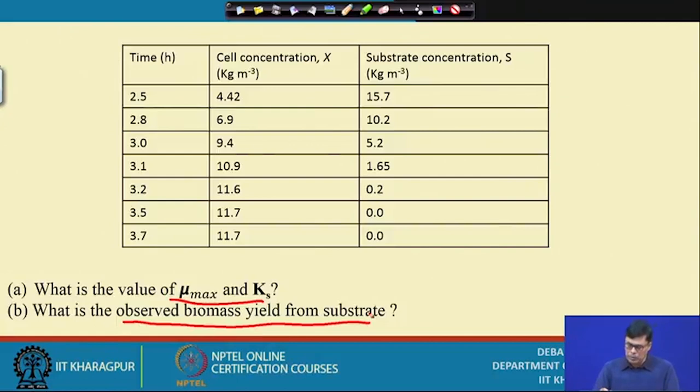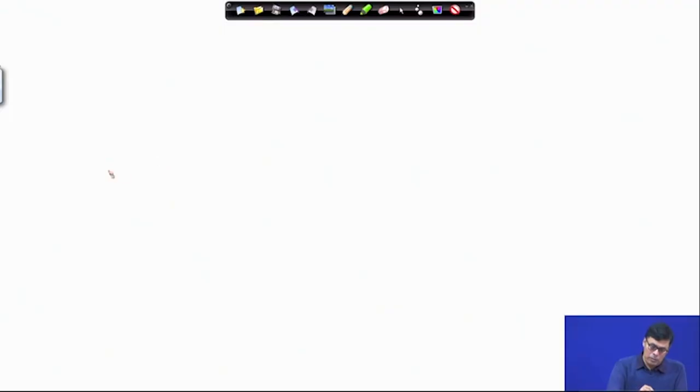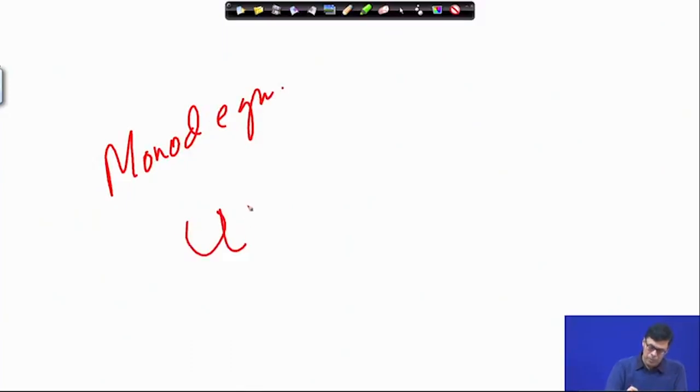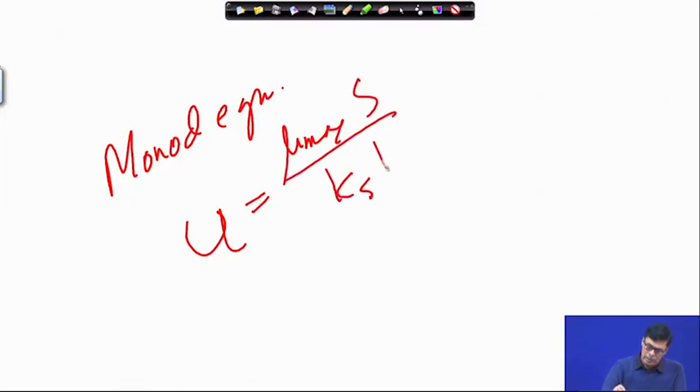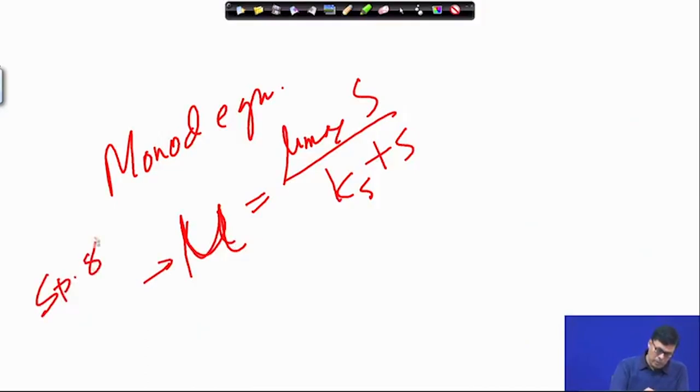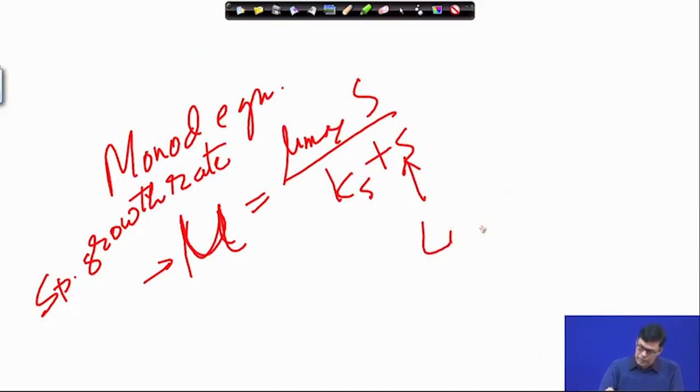So, to solve this problem, we shall have to take the Monod equation. What is the Monod equation? The Monod equation is mu equals mu max S divided by Ks plus S. Am I right? Now, what is mu? Mu is the specific growth rate, and S is called the limiting substrate.